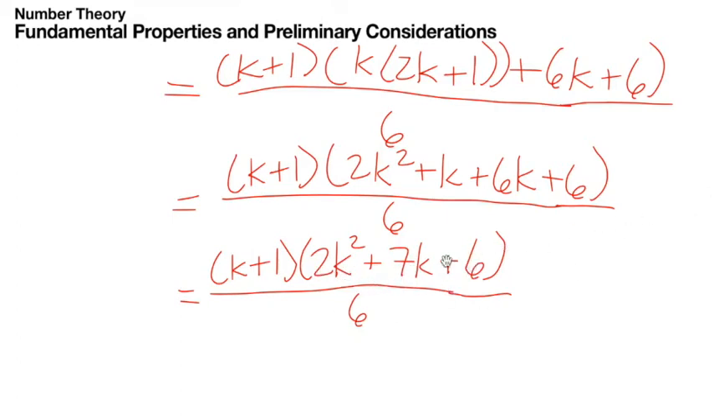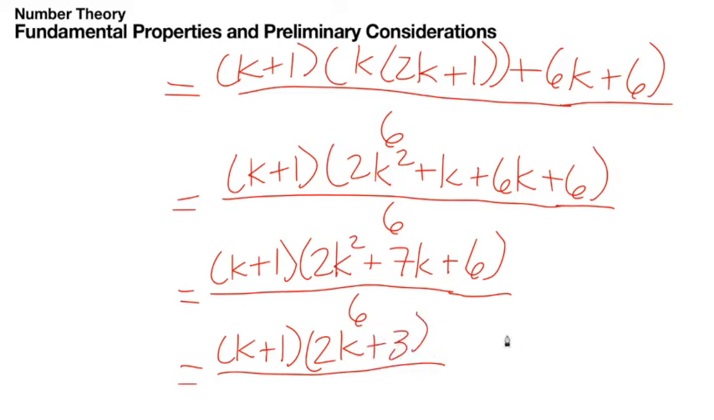I think we have a factor for this. What are the two factors for this trinomial? I think that will be 2k plus 3 and k plus 2. Again, 2k plus 3 and k plus 2. Oh, sorry. What we have is, this becomes k plus 1 times 2k plus 3, and then times k plus 2 by factoring, all over 6. And I think this is now our right-hand side.